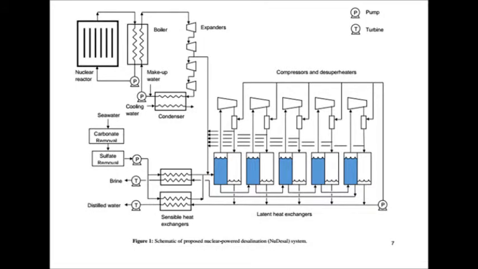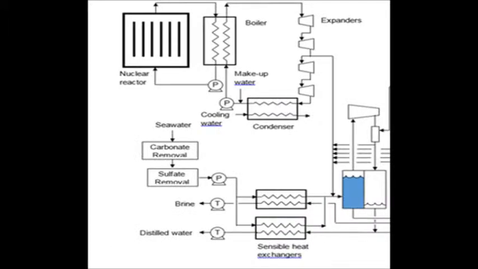This is the process flow diagram of the nuclear desalination plant we are proposing. This technology uses energy from the nuclear power plant, and a series of compressors are used in combination with latent heat exchangers to desalinate water. First, the water is treated chemically through standard carbonate and sulfate removal. Then, the water is heated through the sensible heat exchangers and fed into the latent heat exchangers to be distilled. The incoming seawater is heated by exiting distilled water and brine. Additional heat is provided by steam from the nuclear reactor.